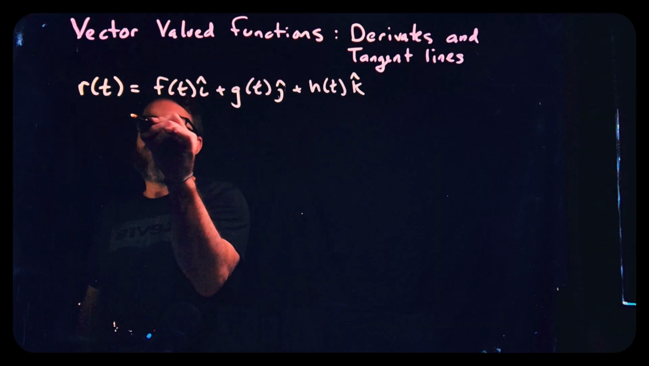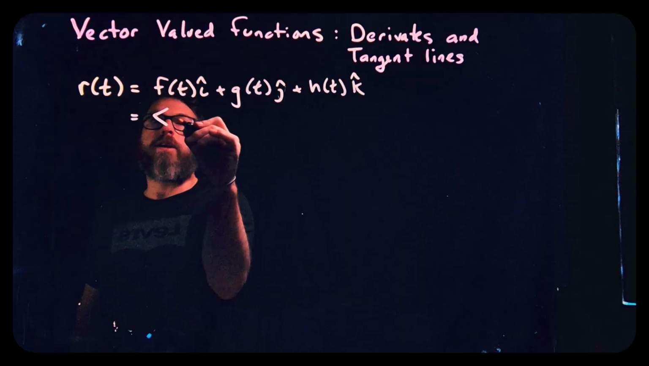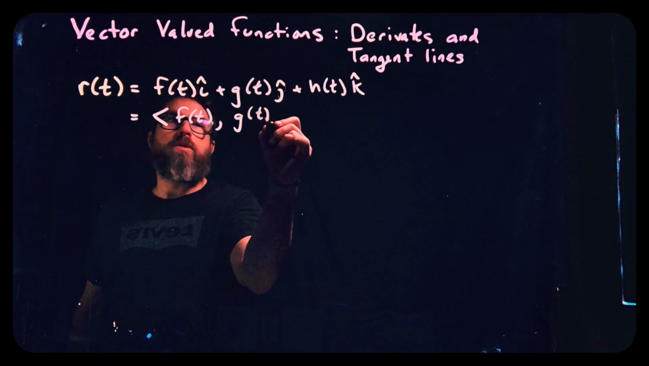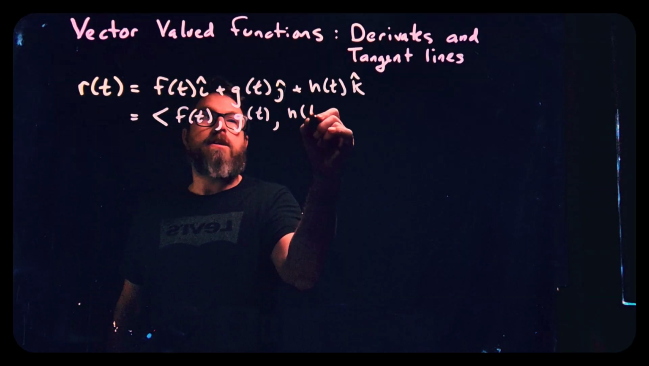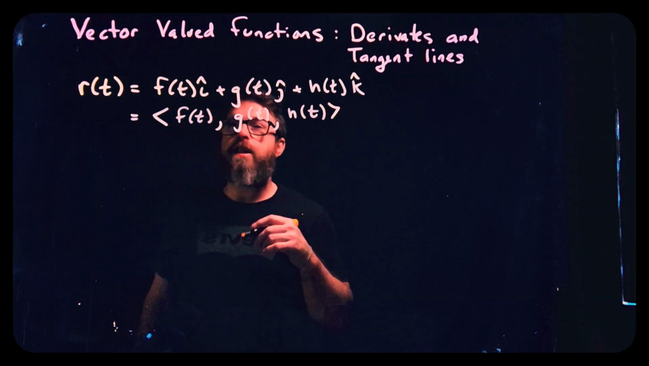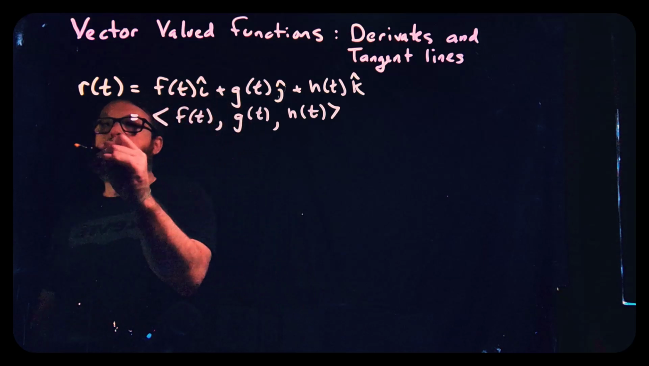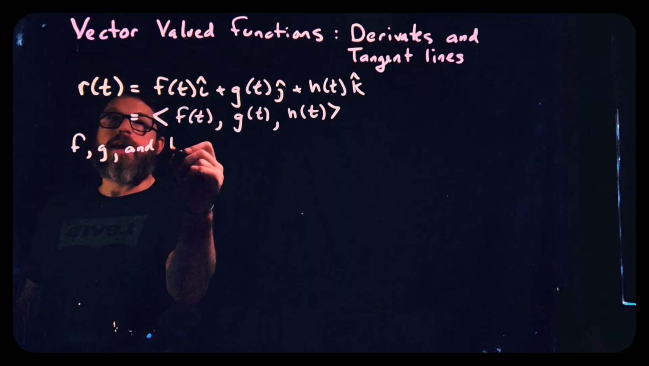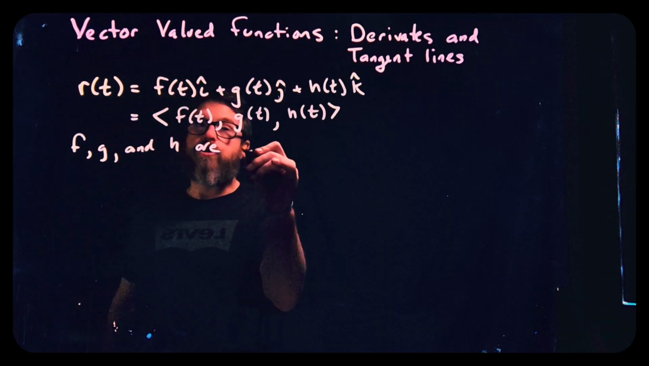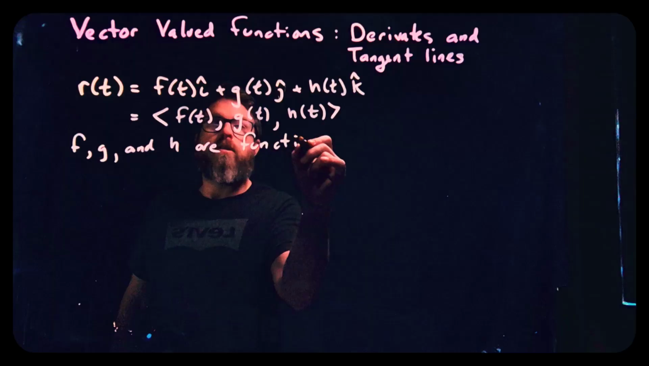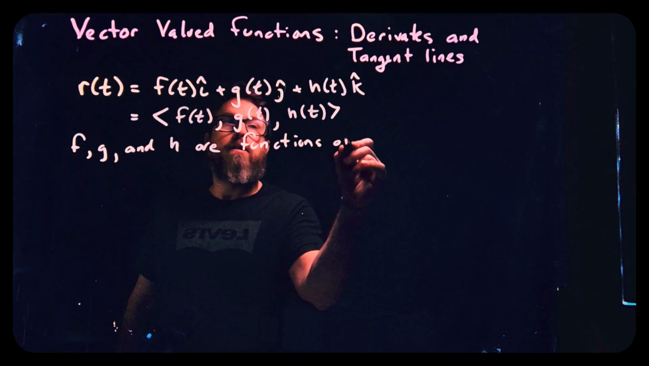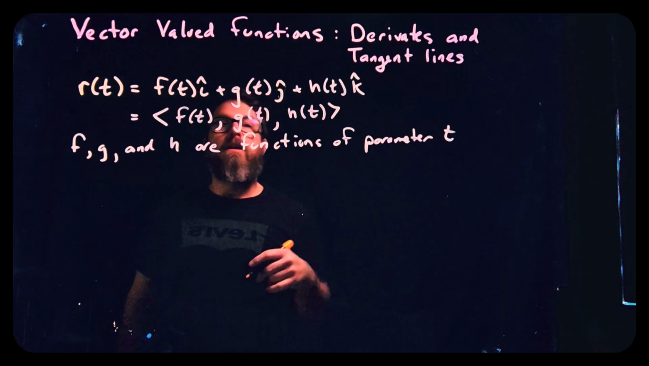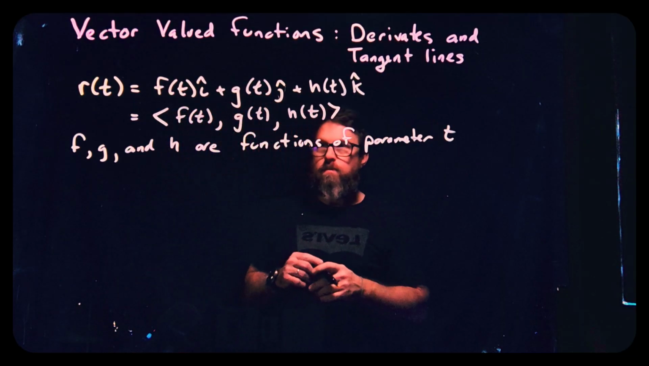Now, we can also write this in component form if you'd prefer these triangular brackets, but the x coordinate is defined by the f function, the y coordinate by the g function, and the z component by the h function. So we'd say f, g, and h are functions of the parameter t, where t is going to live in some interval.